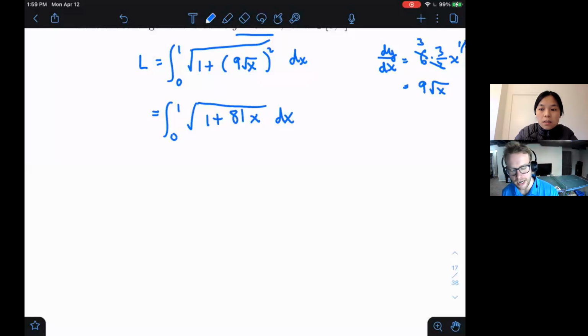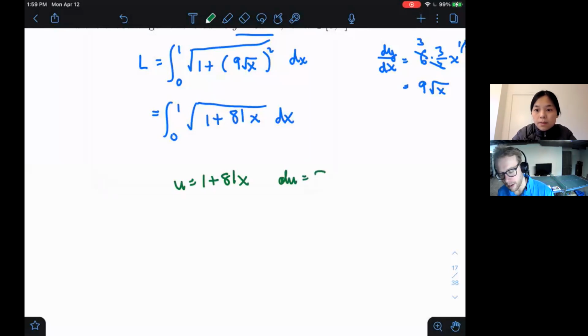In this case, it's going to be a u substitution. If I do u equals the inside stuff, 1 plus 81x, then du is going to be equal to 81 times dx. If you'd like to, we can rearrange this and say dx is the same thing as du divided by 81.